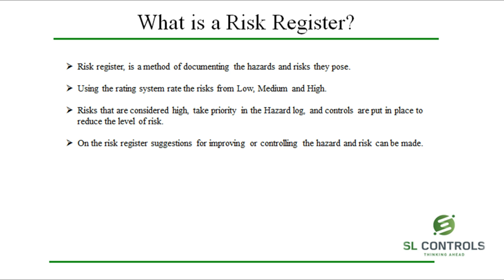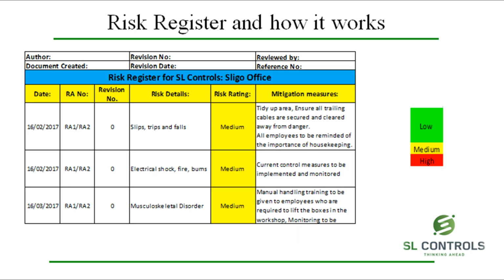High risks will take priority and must be controlled as soon as possible. On this register, you can document the controls to be put in place or improvements that can be made to existing systems. Let's take a look at what you must complete in this database.